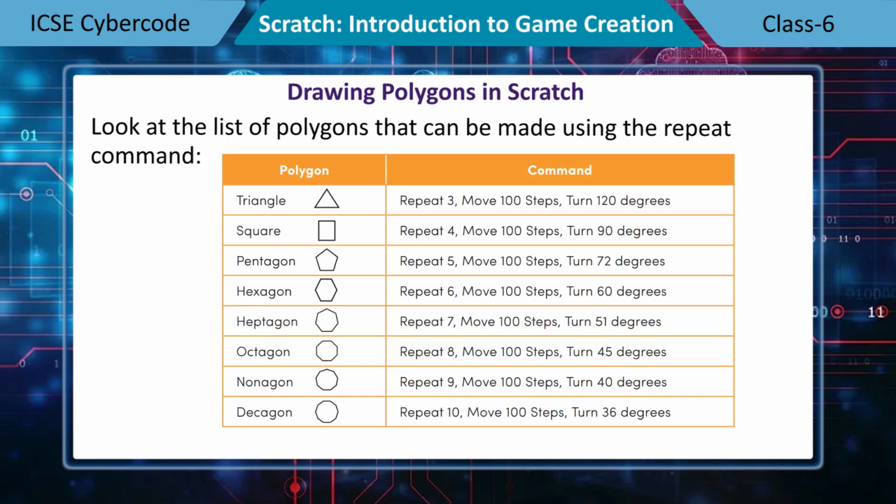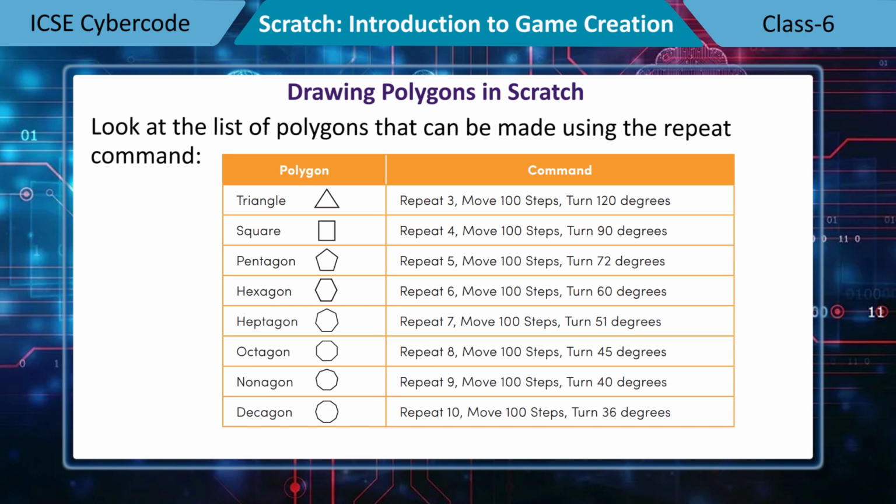Look at the list of polygons that can be made using the repeat command. Polygon. Command. Triangle. Repeat 3, move 100 steps, turn 120 degrees. Square. Repeat 4, move 100 steps, turn 90 degrees. Pentagon. Repeat 5, move 100 steps, turn 72 degrees. Hexagon. Repeat 6, move 100 steps, turn 60 degrees.